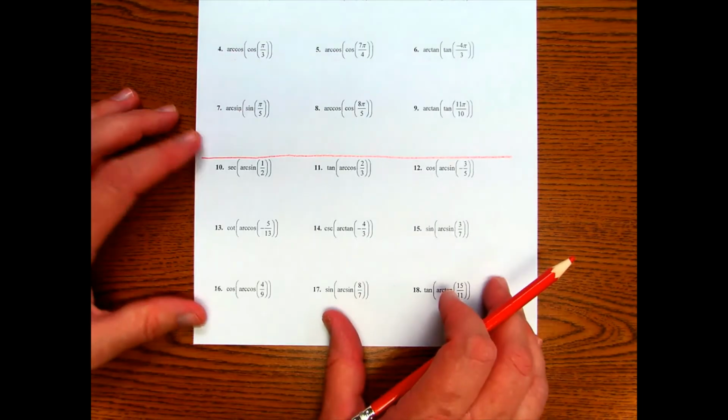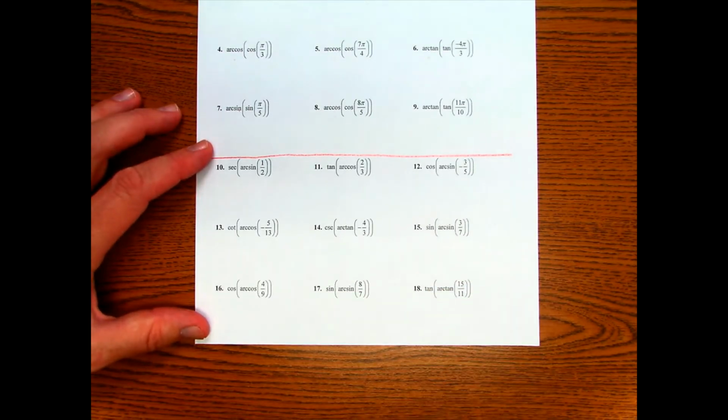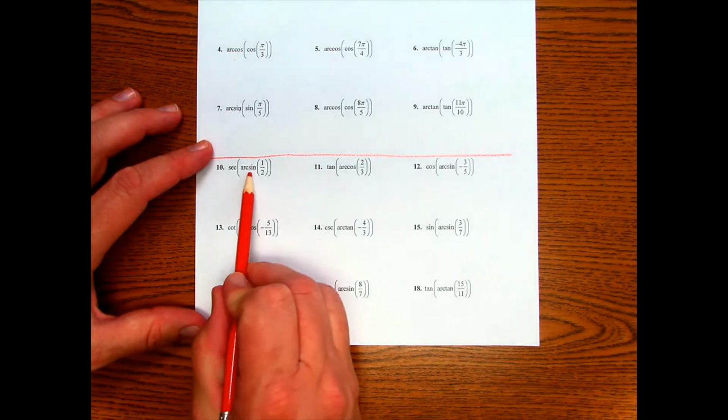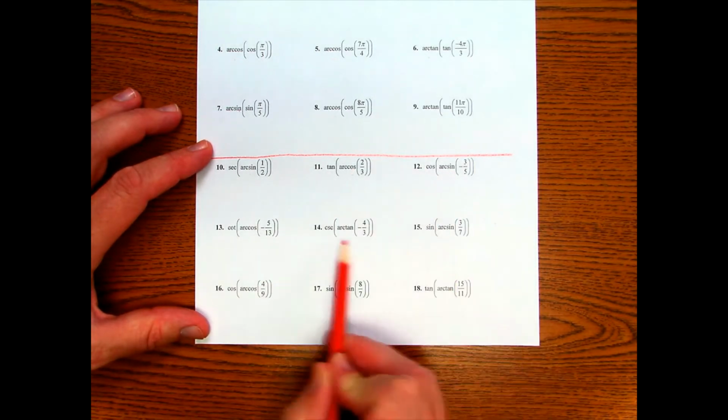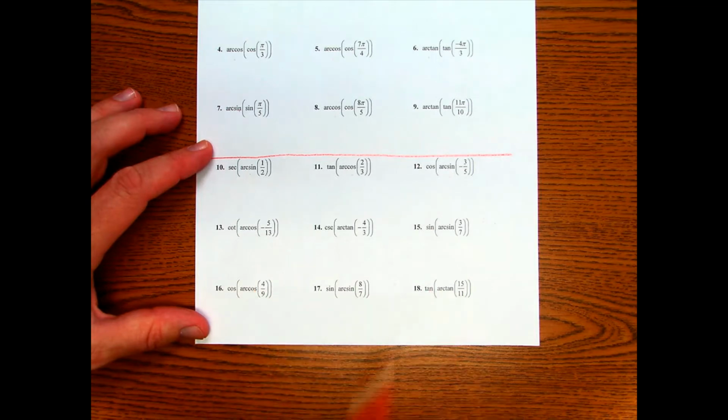And then what happens for the bottom part of today's examples is we switch the orientation. The inner function is an inverse, and the outer function is a regular.